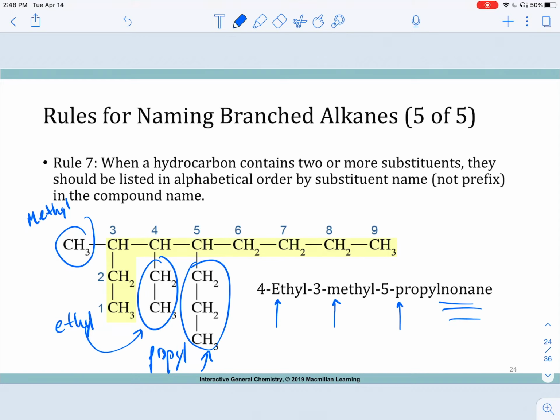So we would call this, using alphabetical order, 4-ethyl-3-methyl-5-propylnonane. So we use alphabetical, not these numbers. We wouldn't say 3, 4, 5, we would use whatever this happens to be, 4, 3, 5 in this case, but use alphabetical for different substituents. This would be the same thing for a chloro group too.